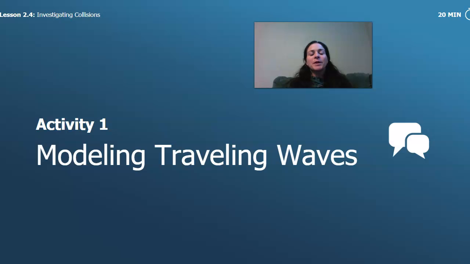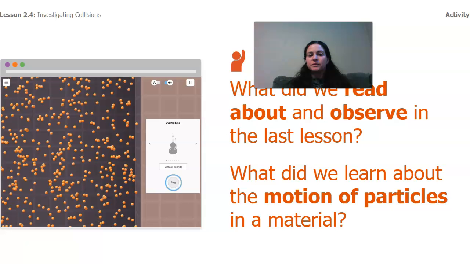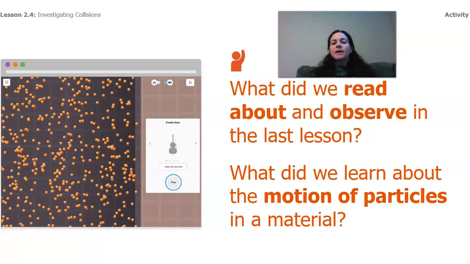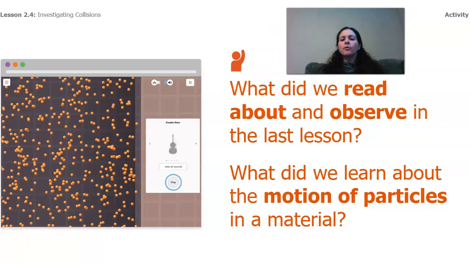So the first thing that we're going to do is look at a model of traveling waves. Now, I'm thinking, what did we read about and observe in the last lesson? And what did we learn about the motion of particles in a material? Well, let's start with the first question. What did we read about? We read about a couple different animals and how they communicated. That a sperm whale used clicks to go through the water and a kangaroo rat used its foot to thump through the ground. What did we observe?